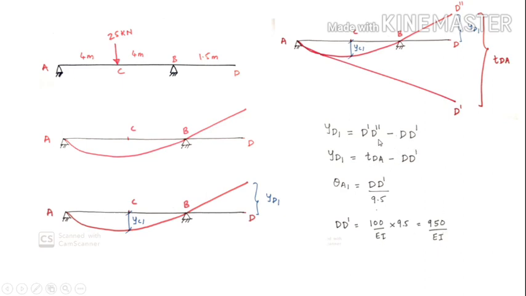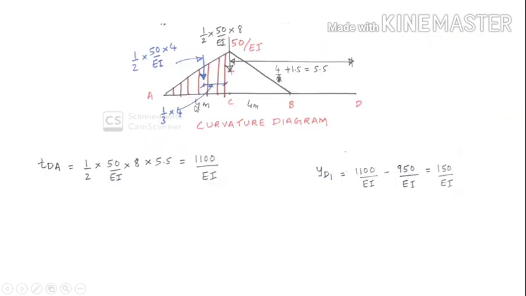Now we will see how we can calculate the value of TDA. To find the value of TDA, we are required to use moment area method, theorem number 2, which states that TDA, the tangential deviation of D with respect to tangent from A, is equal to the moment of area of the M by EI diagram between A and D with respect to D. So this much is the area of the M by EI diagram between A and D.